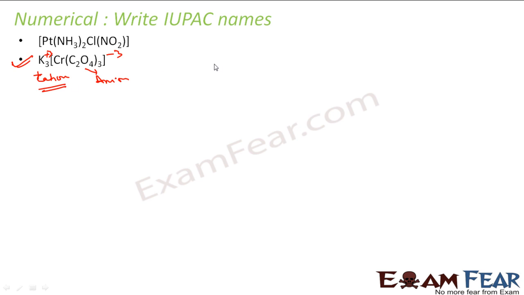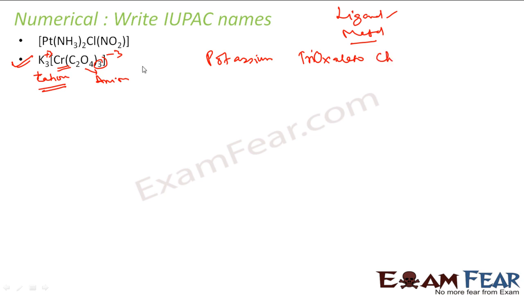So what is the cation here? Cation is potassium. So we'll write potassium. We're done with the cation. The anion is a complex. So in this complex again, first is ligand and then metal. So what is the ligand here? C2O4, that is oxalato. How many oxalato? 3. So trioxalato. Done with ligands. Then I have chromium.